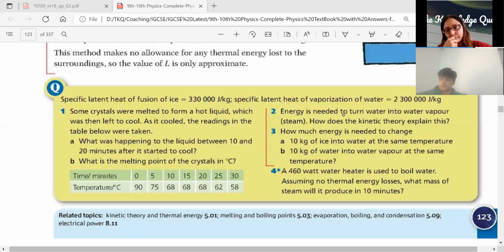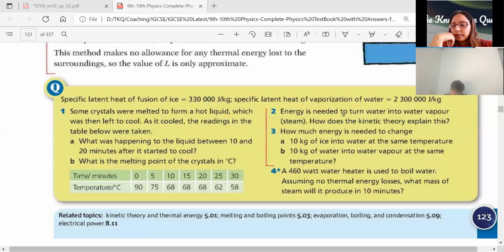Latent heat of vaporization of water is 2300 kilojoules per kg. So for 10 kg, you multiply it by 10. So that is 23,000 kilojoules of energy. Very good. So you're able to identify when to use the latent heat of fusion and when to use the latent heat of vaporization. That's one of the most important applications here.